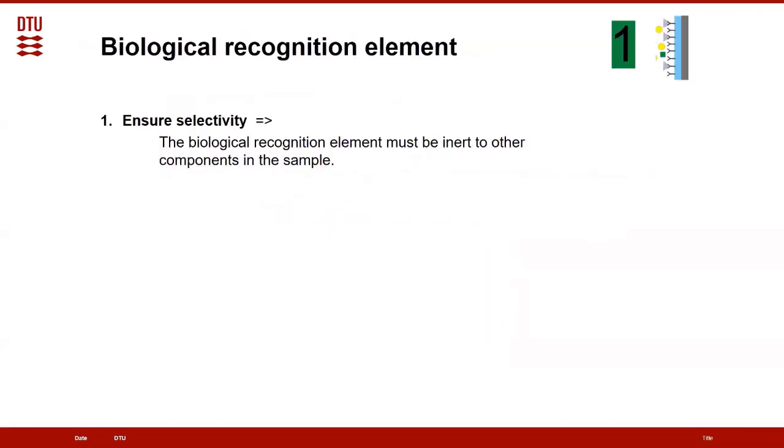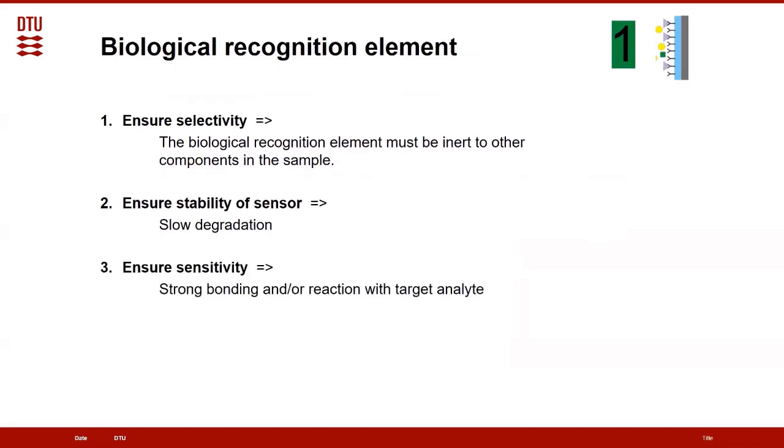The biological recognition element, let's look at that. It needs to be able to ensure selectivity, so it must be inert to other compounds in the sample. It needs to ensure stability of the sensor, so have a slow degradation, and it needs to be sensitive, so a strong bonding or affinity with the target analyte is also a good thing to have.